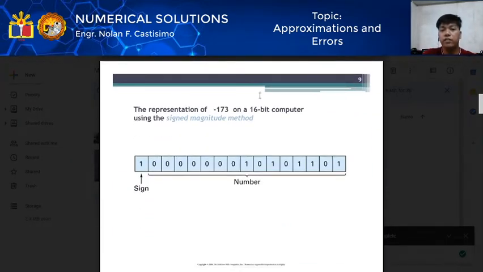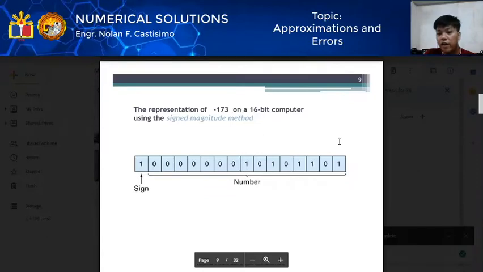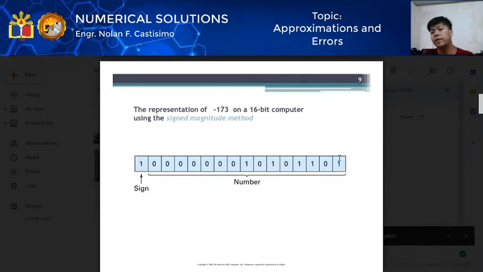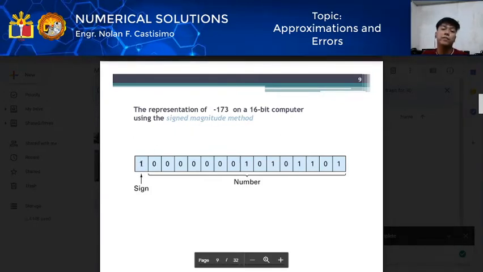Next, we have the representation of numbers, negative 173 and 16-bit computer. So, ito kasi, 16-bit kasi 1 and 0. So, yung isang square na to, ang tawag dyan is bit. Okay, isang bit yan. Ngayon, pag kinount nyo yan, considered as 16 bits. And yung sa dulo, nilagay lang niya is 1 kasi negative. So, negative 1, kapag positive, 0. Okay. Tapos ito na yung 10101101. Yun na yung value na 173 na kinumpute natin.